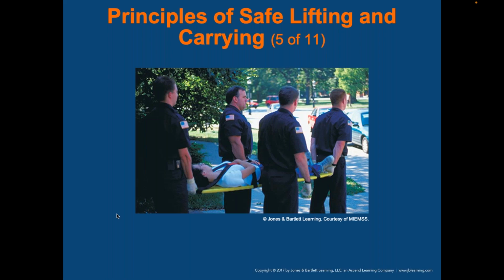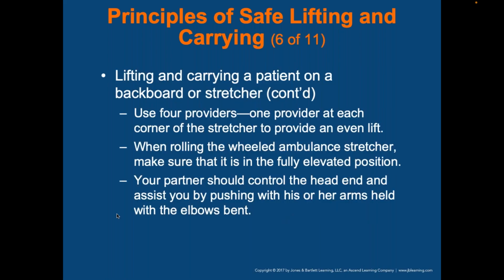Try to avoid walking backwards if possible. That just gives you more of a chance of tripping and falling over. Use 4 providers, 1 provider at each corner of the stretcher to provide an even lift. The last thing you want is uneven lift. That can throw people's backs off. When rolling a wheeled ambulance stretcher, make sure that it is in the fully elevated position. Your partner should also control the head end and assist you by pushing with his or her arms held with the elbows bent.